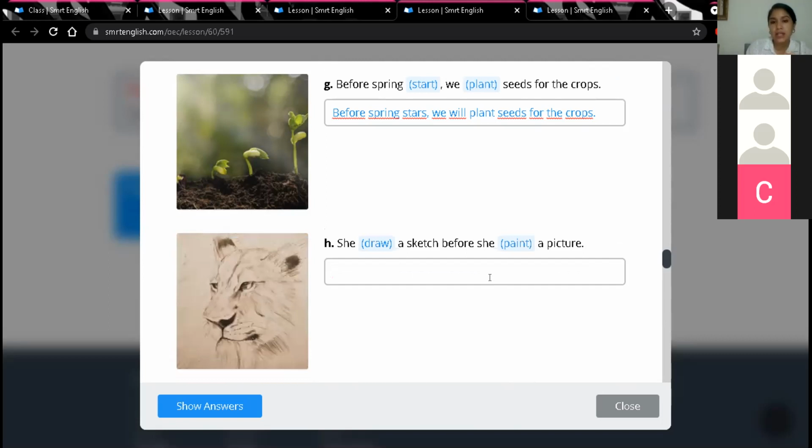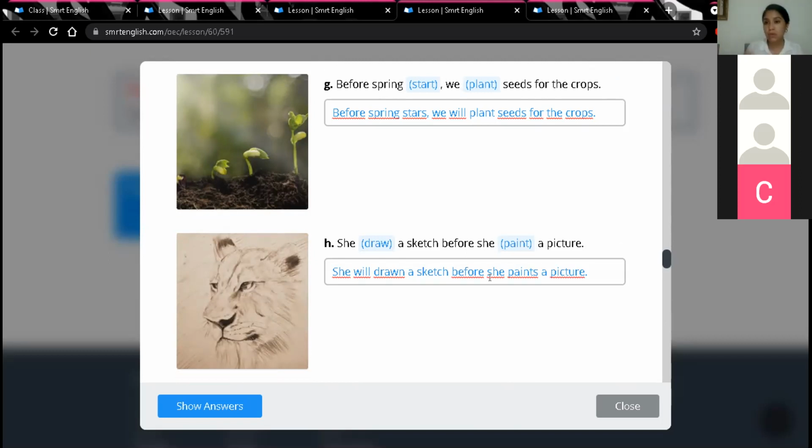Okay, letter H, Carlos. She draws a sketch before she... Okay, it can be like she'll draw a sketch before she will paint the picture, or she will draw a sketch before she paints a picture. She paints a picture. Remember this thing of adding the S, it is only with he, she, and it.